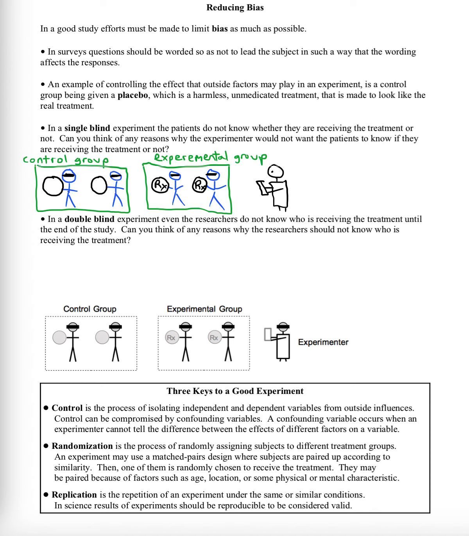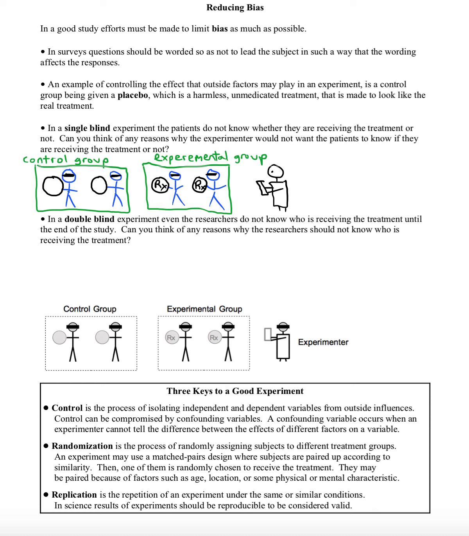Can you think of any reasons why the researchers should not know who's receiving the treatment? An answer to that is, the researchers may subconsciously or consciously treat the subjects differently, and that may affect the outcome of the experiment. This can often happen if the researchers have a stake in the outcome of the experiment, and it could happen if they want the experiment to go one way or another, even subconsciously. So they may treat the people differently without even knowing it.